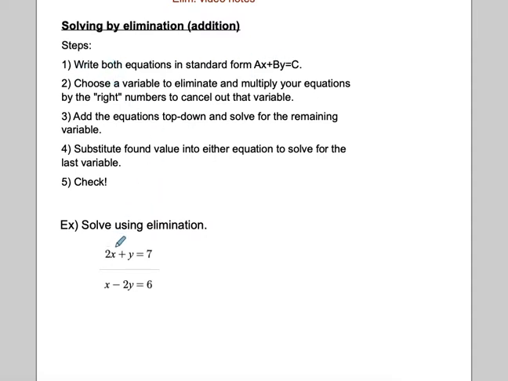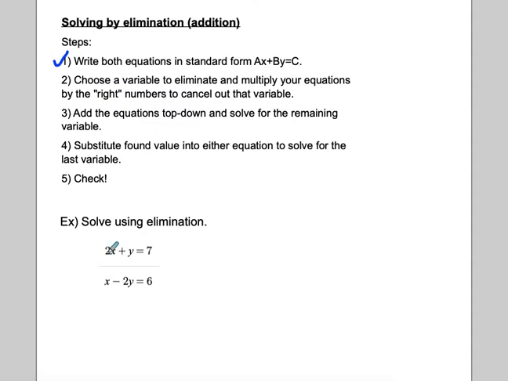So write both equations in standard form, check. Check. X's and Y's on the left, numbers on the right. Step 2, choose a variable to eliminate. So I got rid of X the first time. Let's get rid of Y the second time, just to show you something different. So we're going to get rid of Y. That's our choice here.